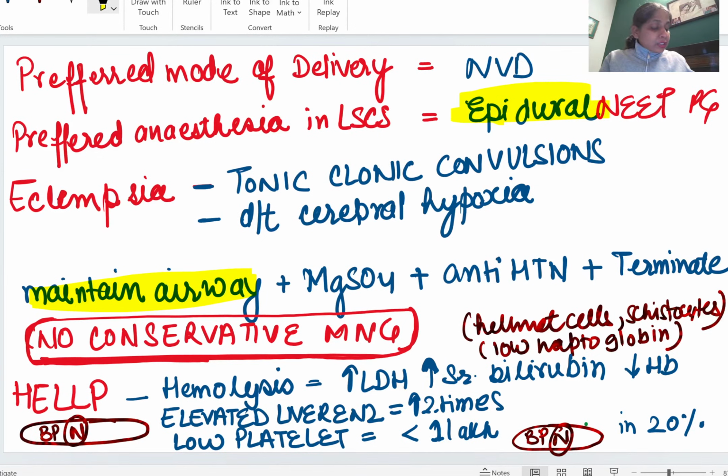Yes, Dr. Isra, cardiac patient. In cardiac patient also we give epidural anesthesia.